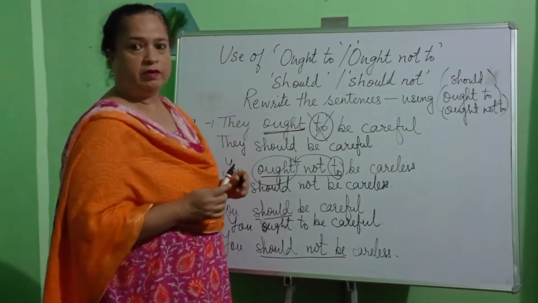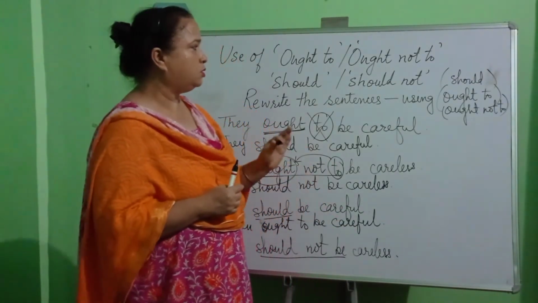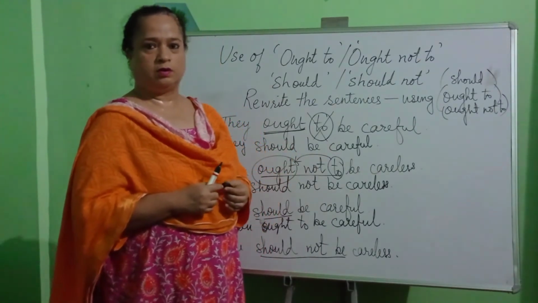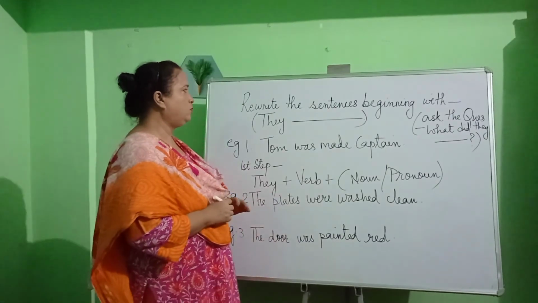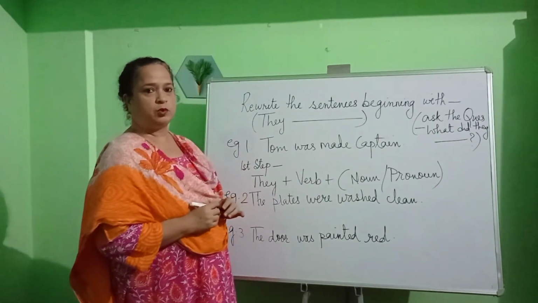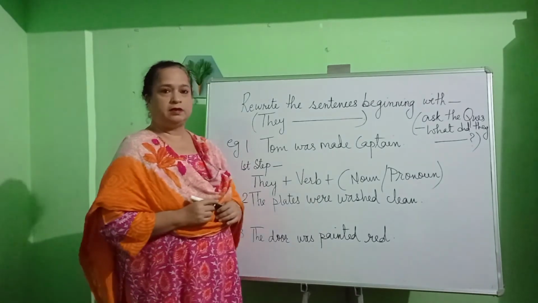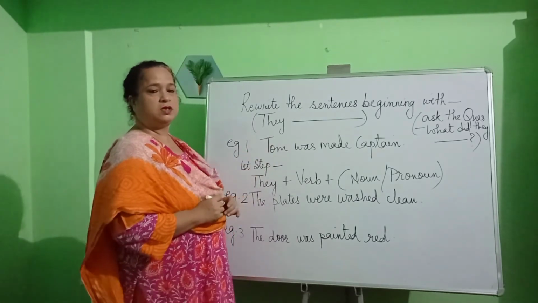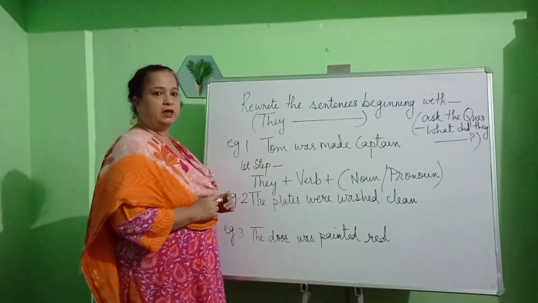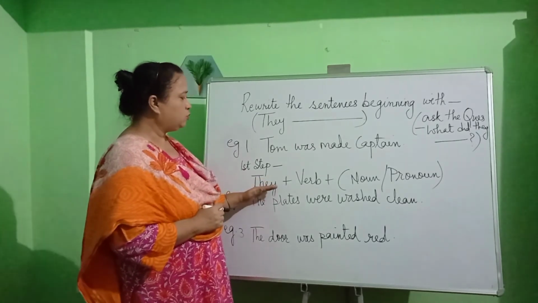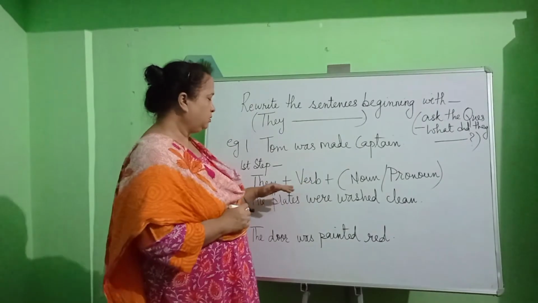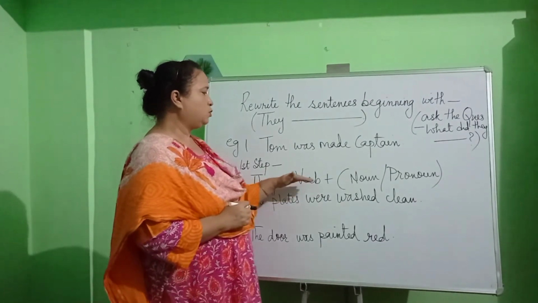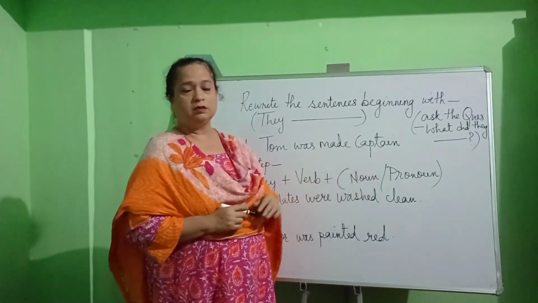So I hope children you have understood how to write your sentences using ought to, ought not to, should and should not. Now children, let us have a look as to what we have to do in this set of questions. We need to rewrite the sentences beginning with they. Okay, and what are the rules that we are going to follow with this? When we begin our sentence with they, we will use the verb straight after the subject. And what is the subject? They. So they plus verb plus the noun or the pronoun.